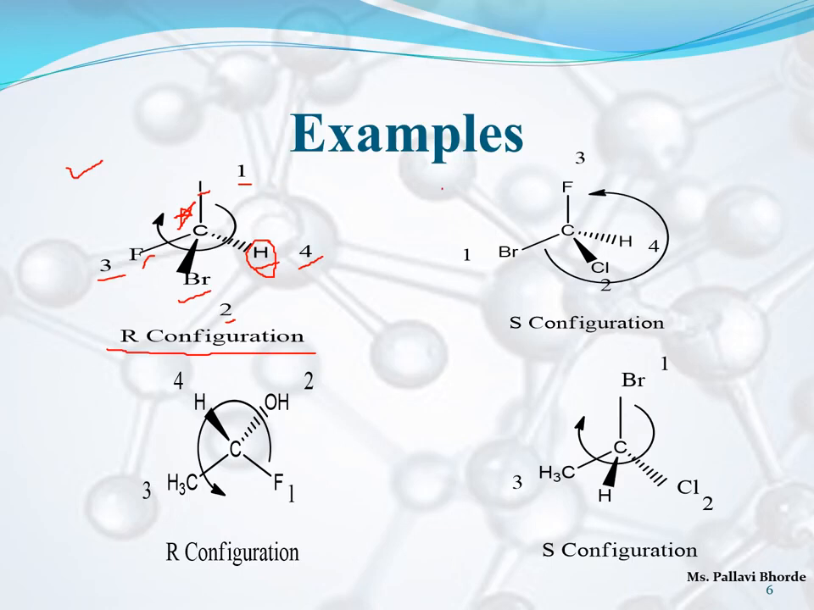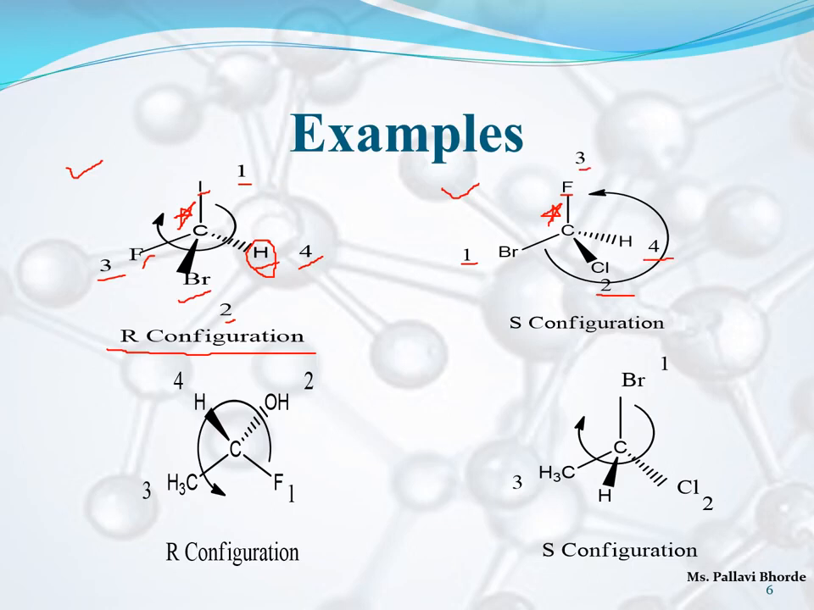Look at this second example and think about it. Now again this carbon is attached to four different groups. This is your chiral center and these four different groups are fluorine, bromine, chlorine and hydrogen. And the priority order is bromine will have first priority because it has highest atomic number. Then we have chlorine and then we have fluorine and hydrogen is again the least priority group.